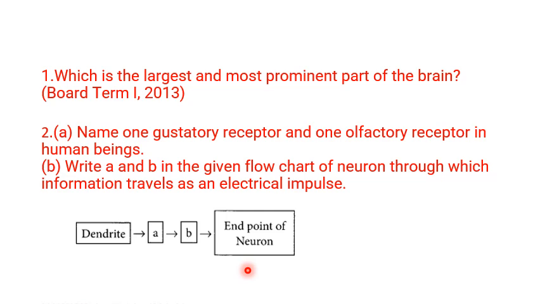You know that gustatory receptors are responsible for taste, right? And what about the olfactory receptors? These are responsible for smell. So you have to find out the left-out parts in the flowchart. If you have any doubt, you can comment and I will give answers there. Let us move on to the next question in our next slide.